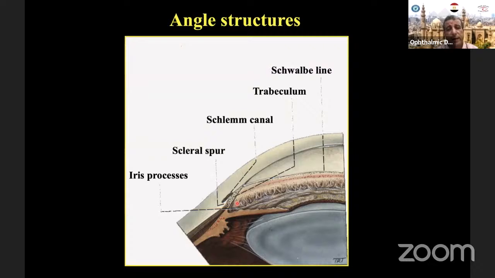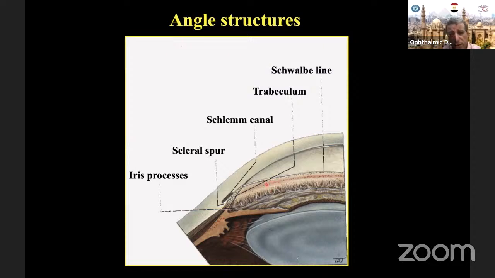What is the anatomy of the angle? The anatomy of the angle here is: we have the Schwalbe's line, which is the end of the Descemet membrane, then the trabecular meshwork, then behind the trabecular meshwork we have a circular channel to collect the aqueous, which is the Schlemm's canal, then the scleral spur and the iris processes, the anterior surface of the ciliary body and the iris root. This is the anatomy of the angle.